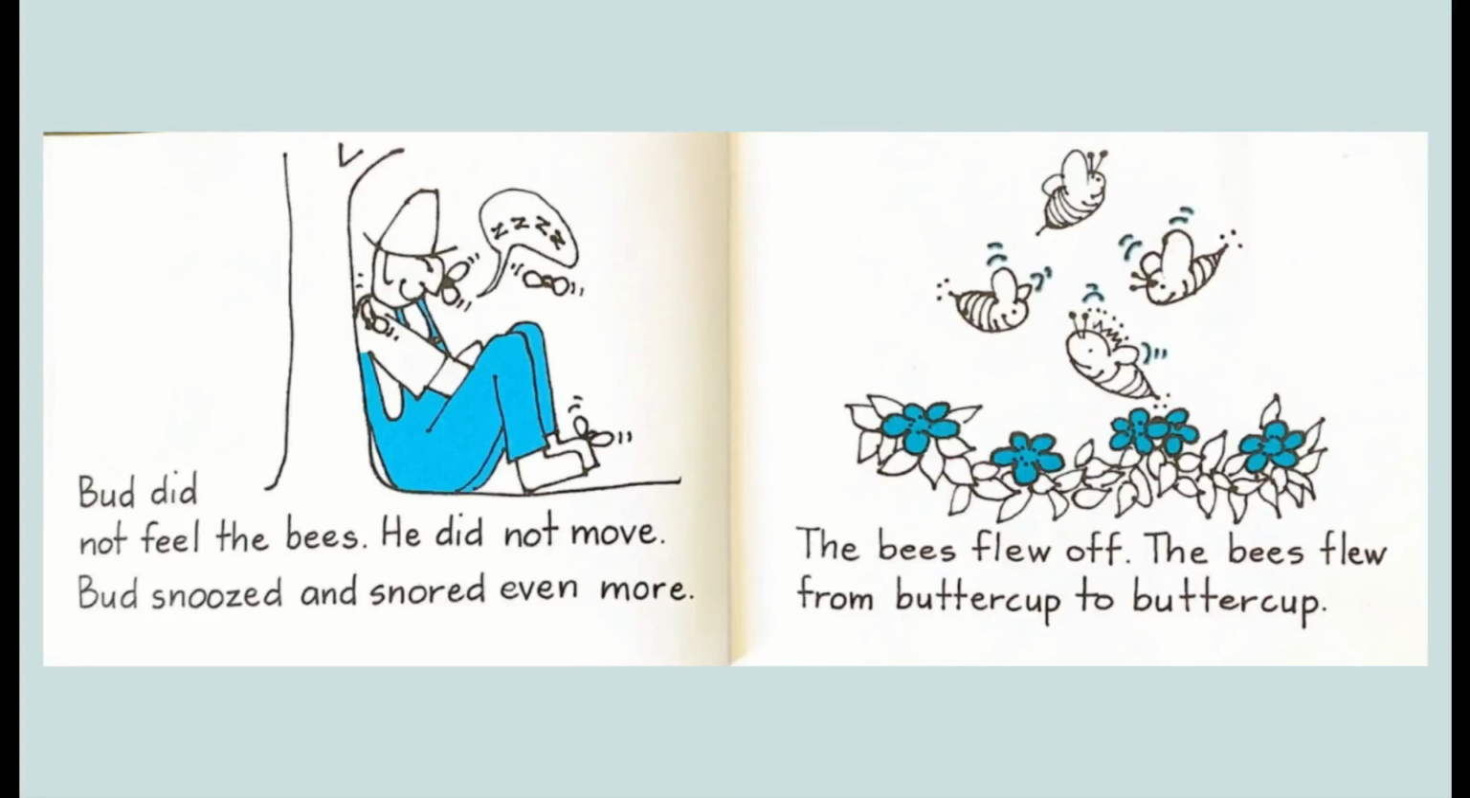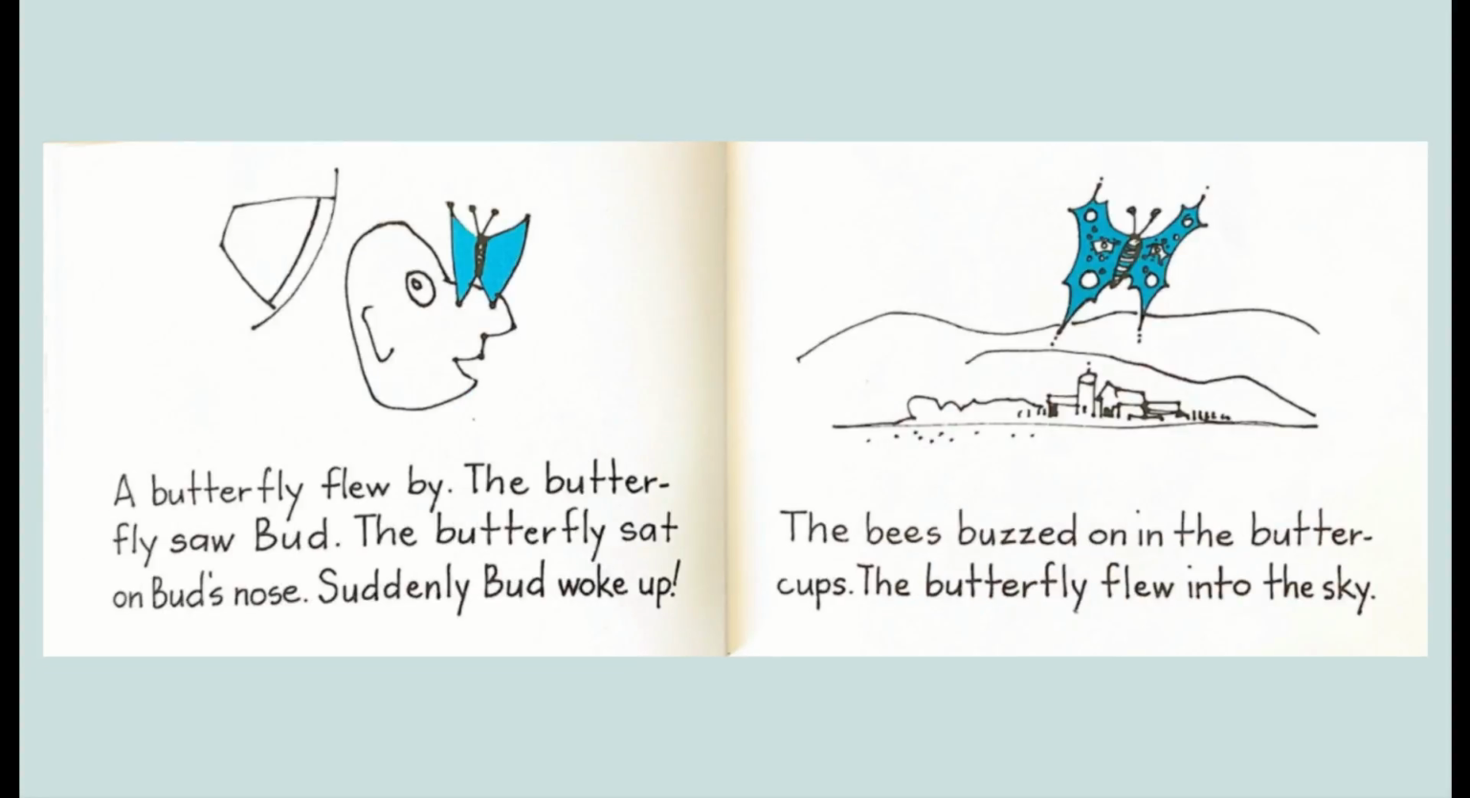The bees flew off. The bees flew from buttercup to buttercup. A butterfly flew by. The butterfly saw Bud. The butterfly sat on Bud's nose. Suddenly, Bud woke up. The bees buzzed on in the buttercups. The butterfly flew into the sky.